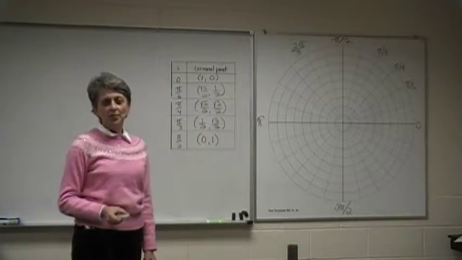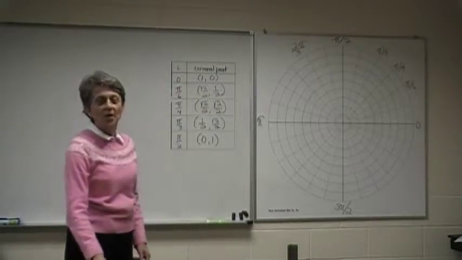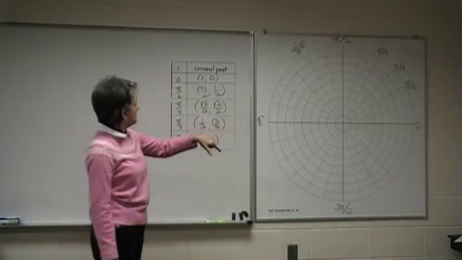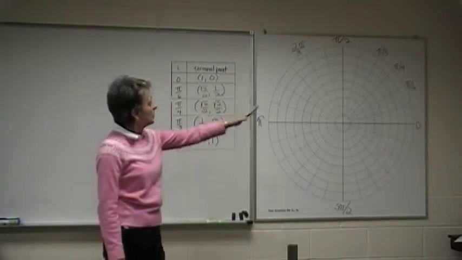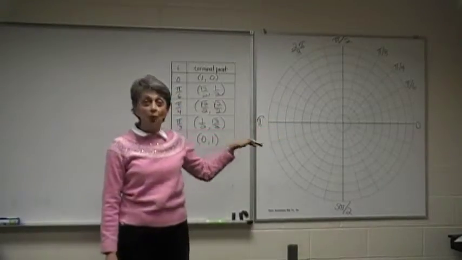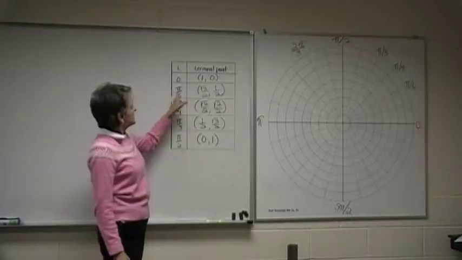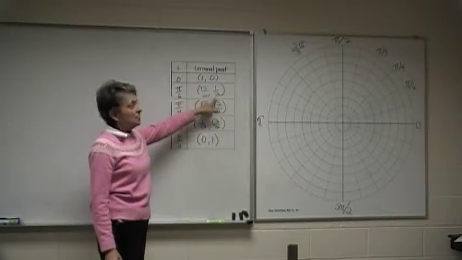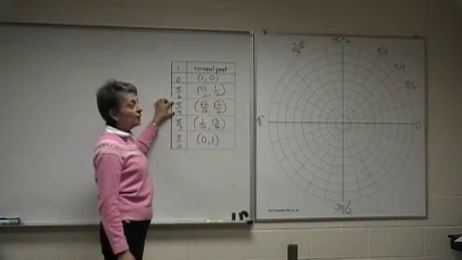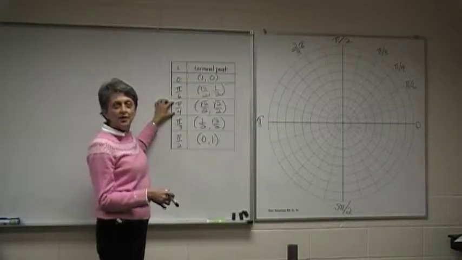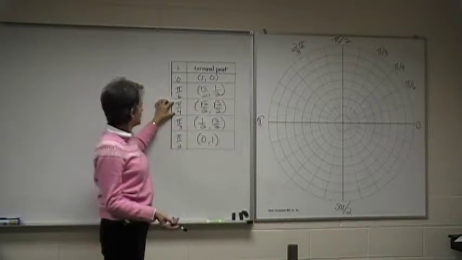There are a few terminal points that you're going to need to memorize. 0 is (1, 0). If you haven't gone anywhere, you're out on the end, and that's 1 unit over and no units high. Pi over 6: the square root of 3 over 2 and 1/2. Pi over 4, the one we found a while ago: the square root of 2 over 2 and the square root of 2 over 2.